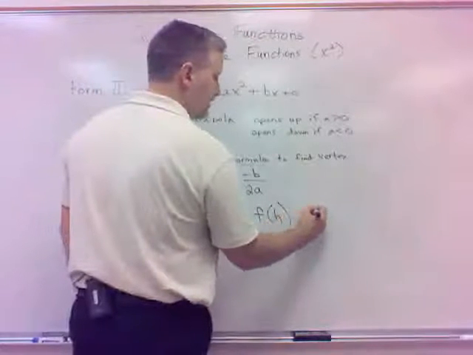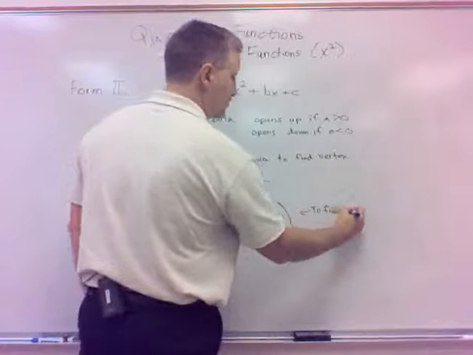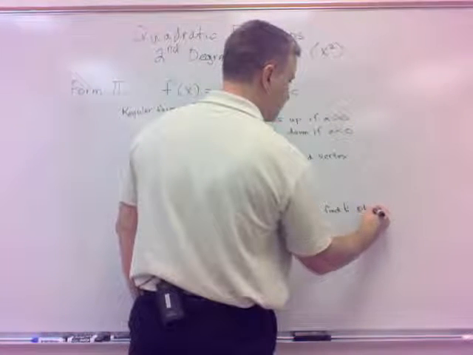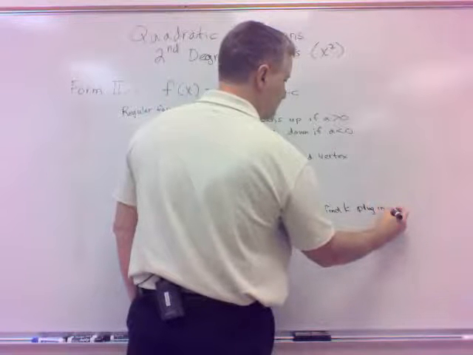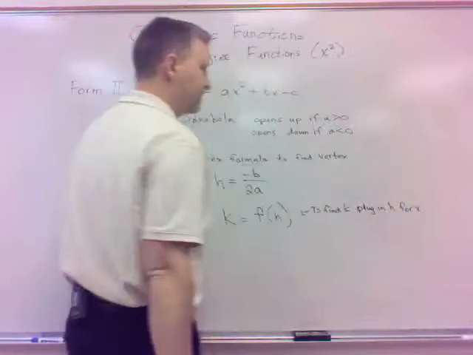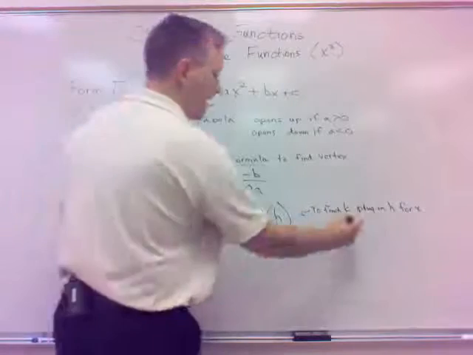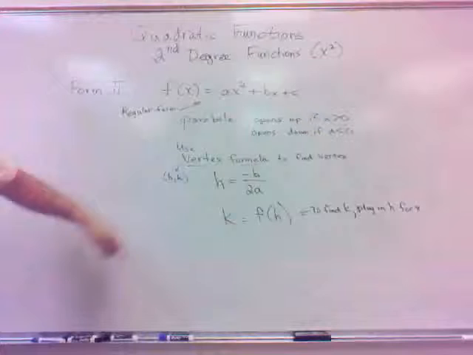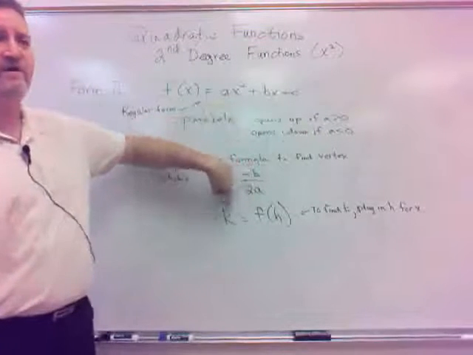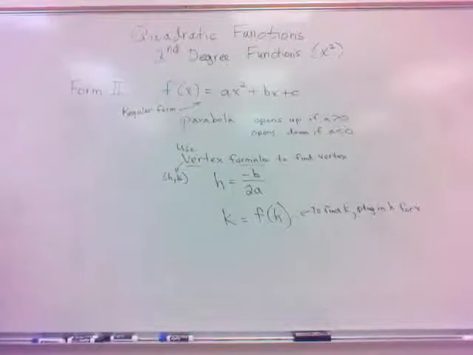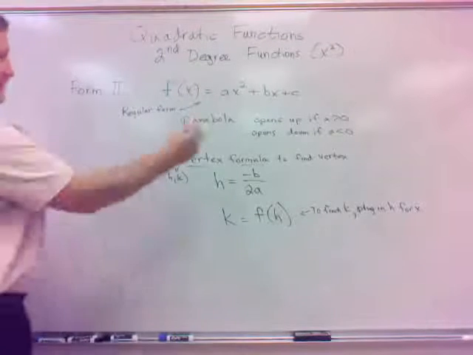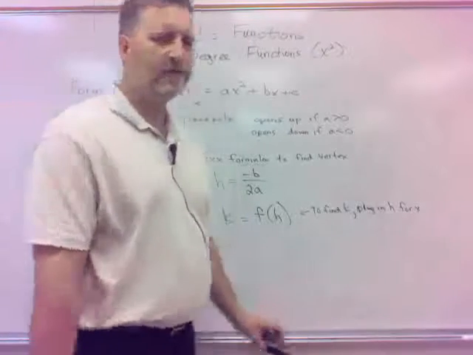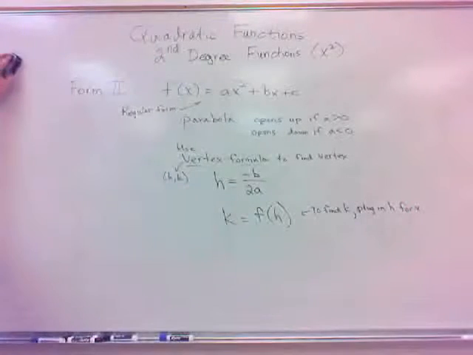This just means to find k, plug in the h for x. So whatever you find here, whatever the number is, you're just going to plug it in for the x, and that's going to be your k value, the y value of your vertex. Okay? So this is the change when we have this form. Okay? All right. So let's do one.